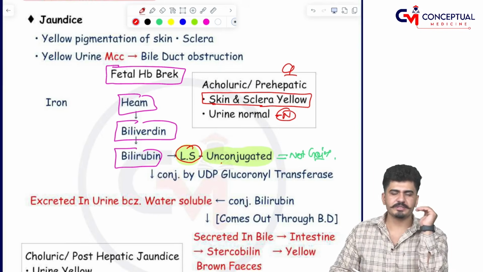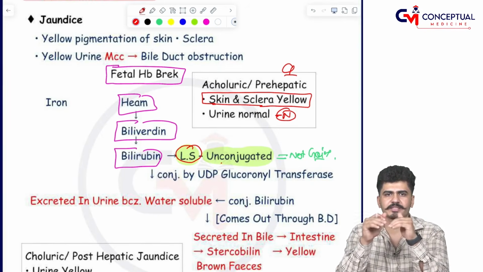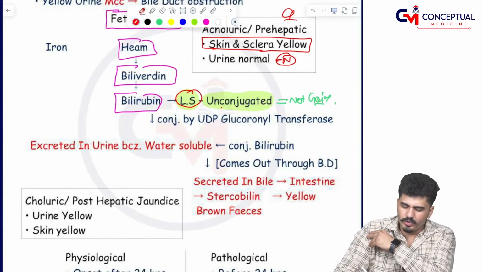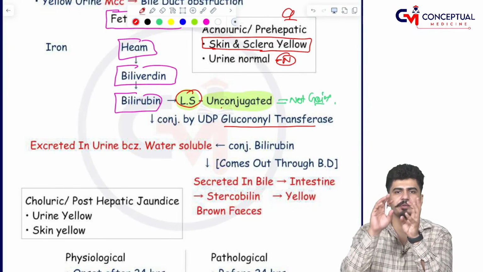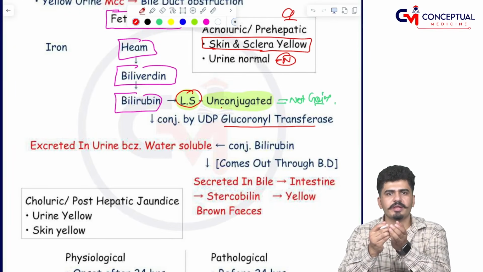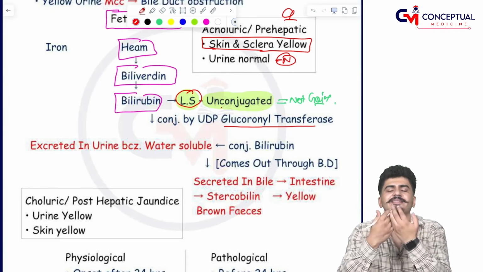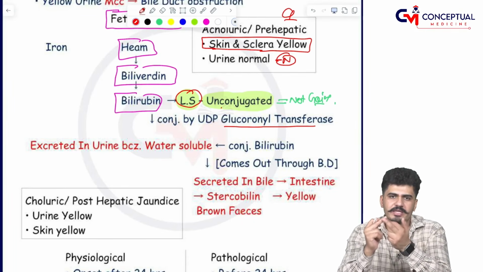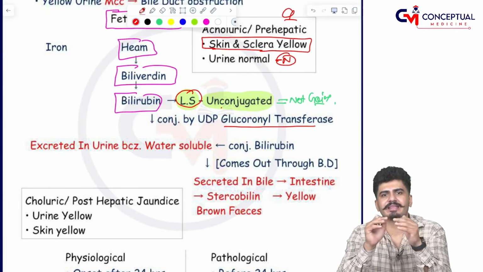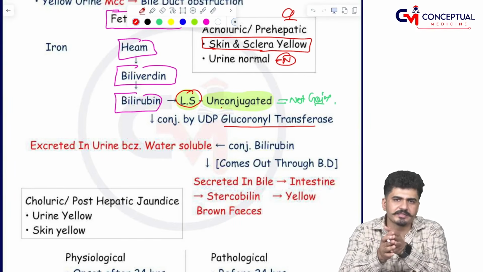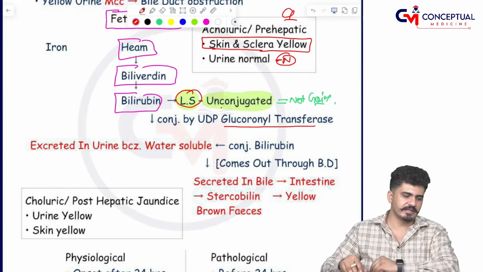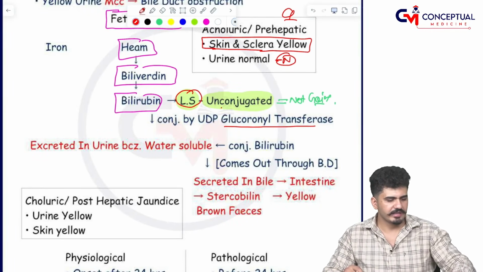Normally, initially it is lipid soluble, and it is converted into water soluble via an enzyme called UDP glucuronyl transferase. This enzyme will convert lipid soluble into water soluble, and if the water soluble one is increasing abnormally, it will come in the urine also. So if skin, sclera and urine are involved, that means conjugated bilirubin is increased. If only skin and sclera are involved, that means unconjugated is increased, my dear friends.